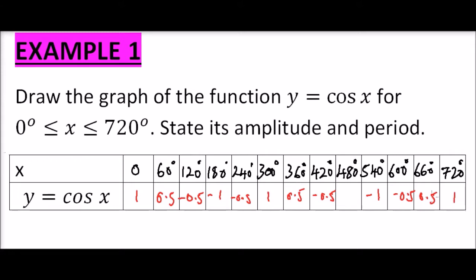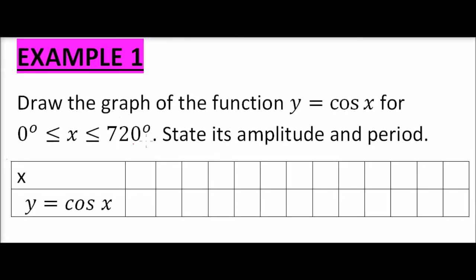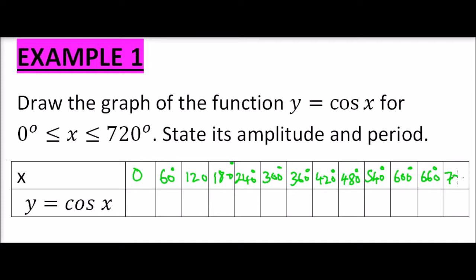So using a free hand, prepare a graph. Then you plot the wave of y equals cos x by joining these points. We start by filling the values in our table. You can use your free hand, not necessarily a ruler, but I've used one for my own convenience. So we label our x values, taking the range from 0: 60, 120, 180, then 240, 300, 360, 420, 480, 540, 600, 660, 720.